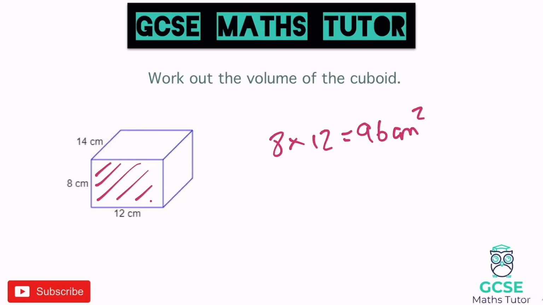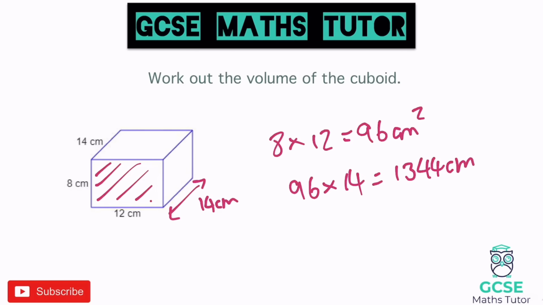And then to get the volume, we just times it by however far back the shape goes, which is the same as that 14 back there. So times that by 14, 96 times 14 will give us our volume. So 96 times 14 is 1,344, and it's a volume, so we put centimetres cubed, and that's how you work out the volume there.